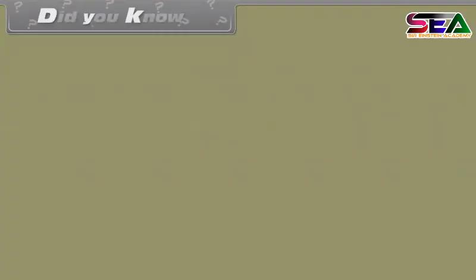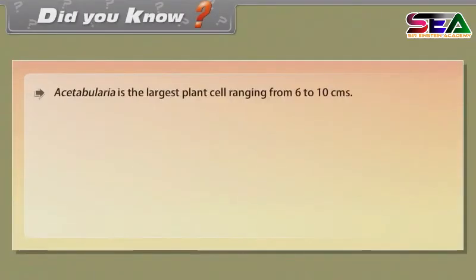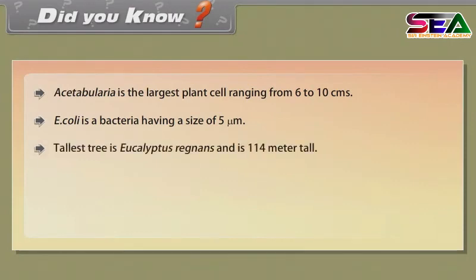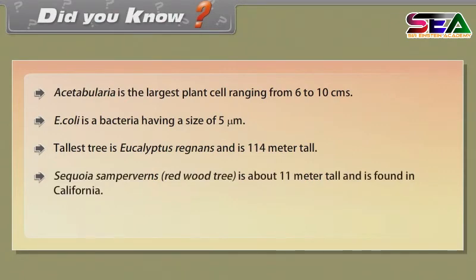Did you know? Acetabularia is the largest plant cell, ranging from 6 to 10 centimeters. E. coli is a bacteria having a size of 5 μm. Tallest tree is Eucalyptus regnans and is 114 meter tall. Sequoia sempervirens, redwood tree, is about 11 meter tall and is found in California. Elephant is largest land animal.